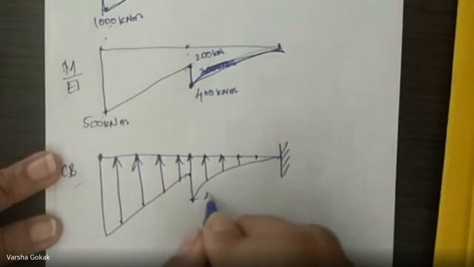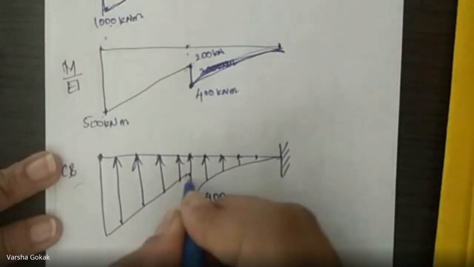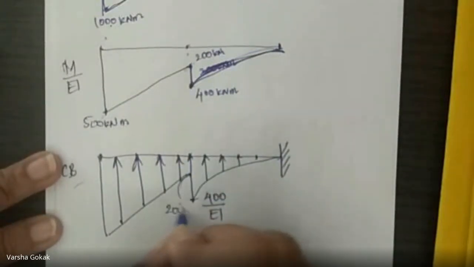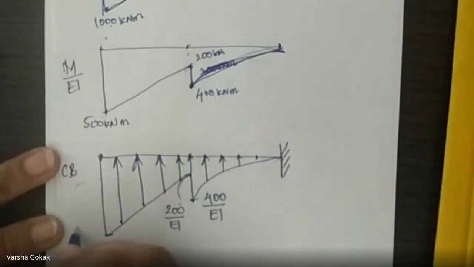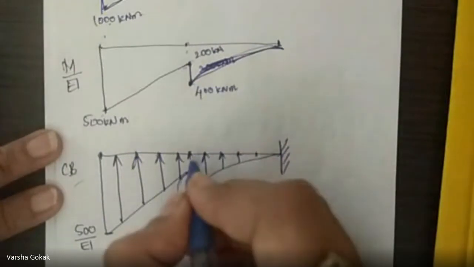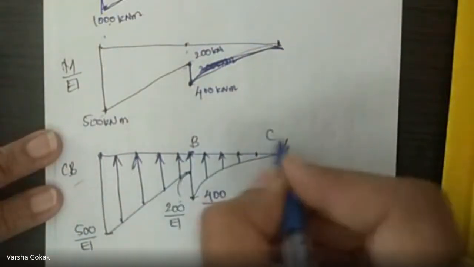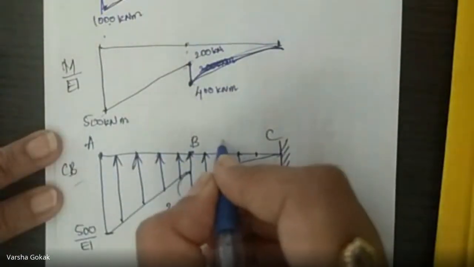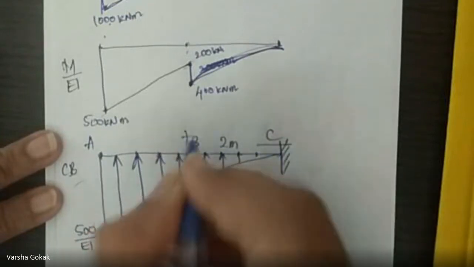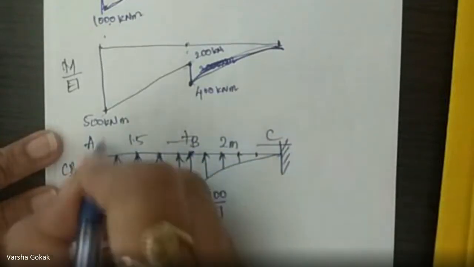That is, this is 400 by EI. Here the value is going to be 200 by EI, and this is 500 by EI, right? We know the distances. This is B point, this is C point, this is A point, this is 2 meters, right? And this is 1.5 meters.